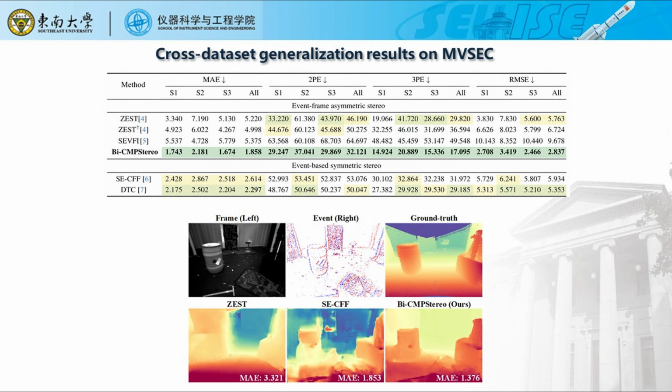This indicates that learning complementary canonical spaces from both image and event domains can improve not only accuracy, but also robustness under dataset shifts.